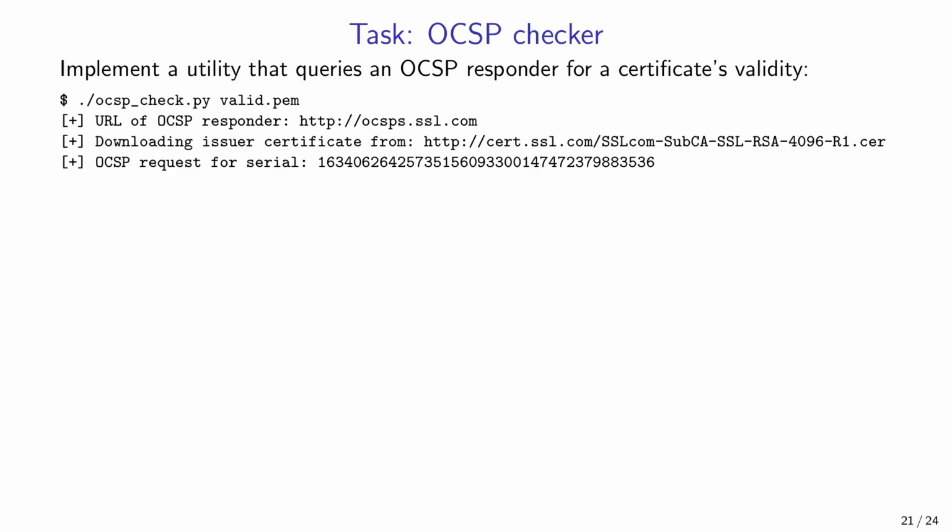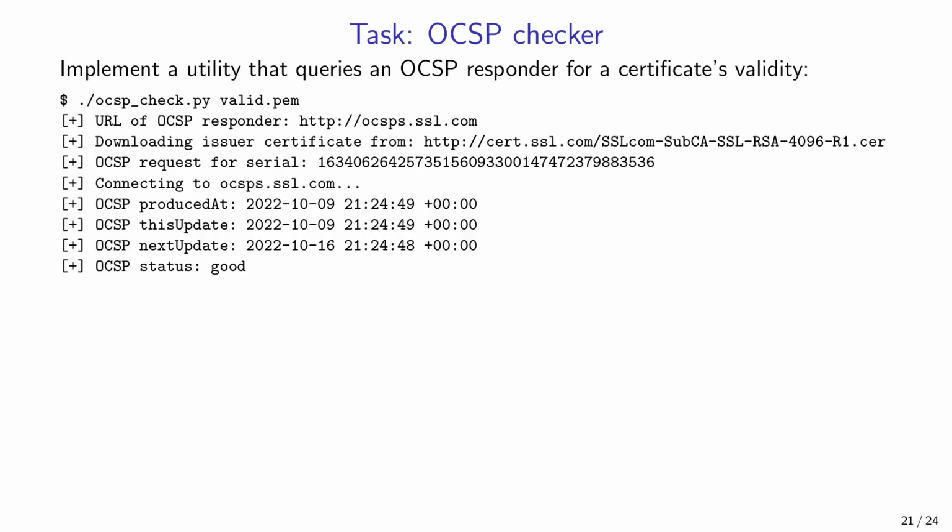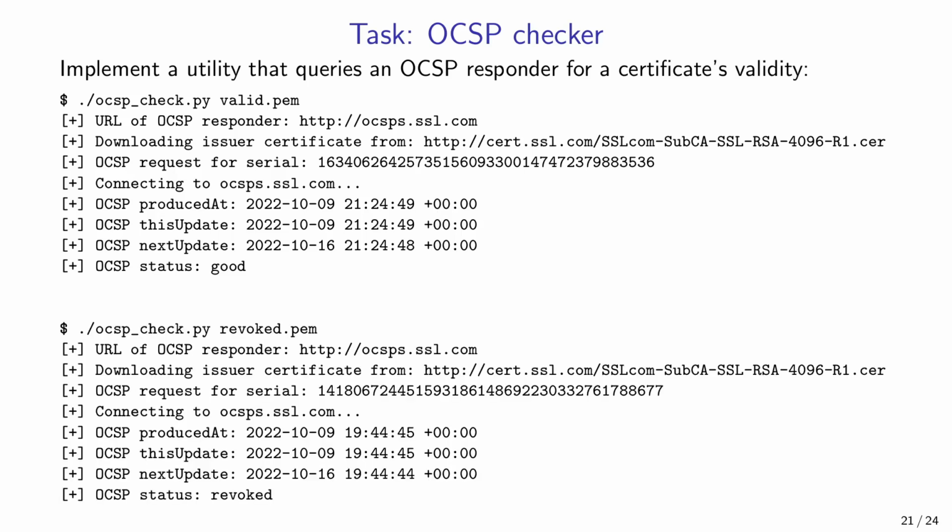It will construct the OCSP request for this certificate and print out the serial number. It will connect to the OCSP responder, send the request, read back the response, and print out produced at, this update, next update, and the certificate status. There are two certificates in the course repository, valid.pem and revoke.pem for a revoked certificate.